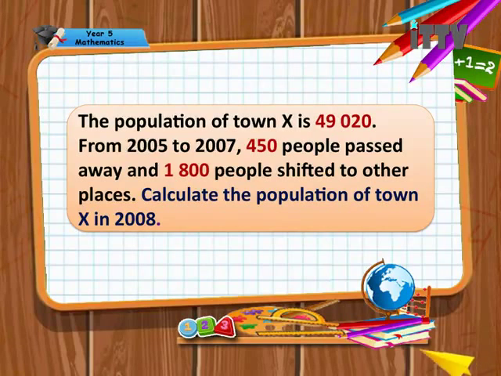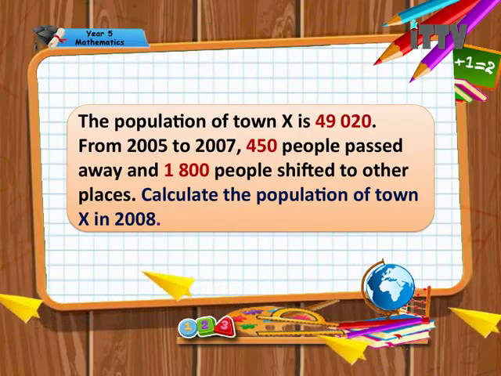I hope you guys are keeping up. Now, to question number 3. The population of town X is 49,020. From 2005 to 2007, 450 people passed away and 1,800 people shifted to other places. Calculate the population of town X in 2008.